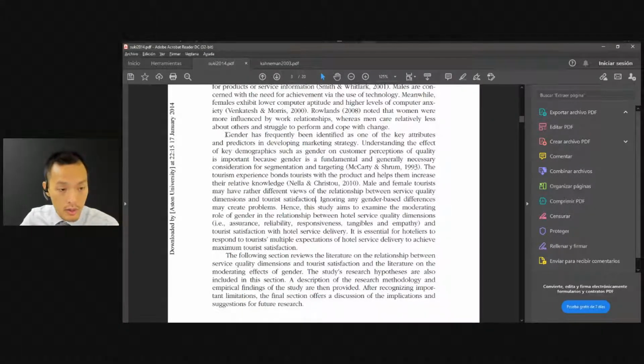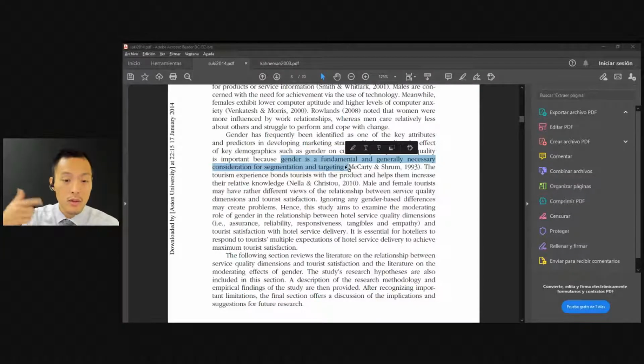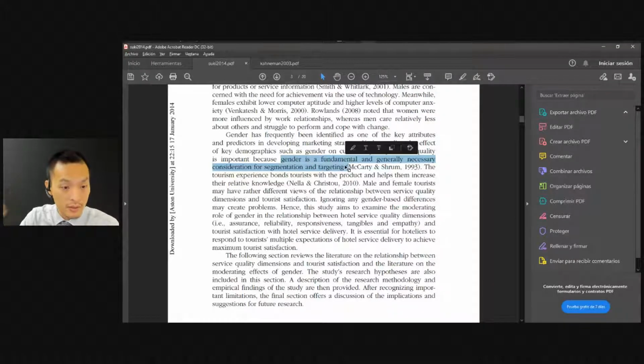The author moved on to say that gender is frequently identified as one of the key attributes, and understanding the effect of key demographics such as gender on customer perception of quality is important because gender is fundamental for segmentation and targeting, right? So this just builds on the second paragraph. Gender is important for targeting, so therefore we have to segment better. And then, just stressing the fact that male and female tourists may have different views of the relationship between service quality and satisfaction, so therefore ignoring any gender-based differences may create problems.